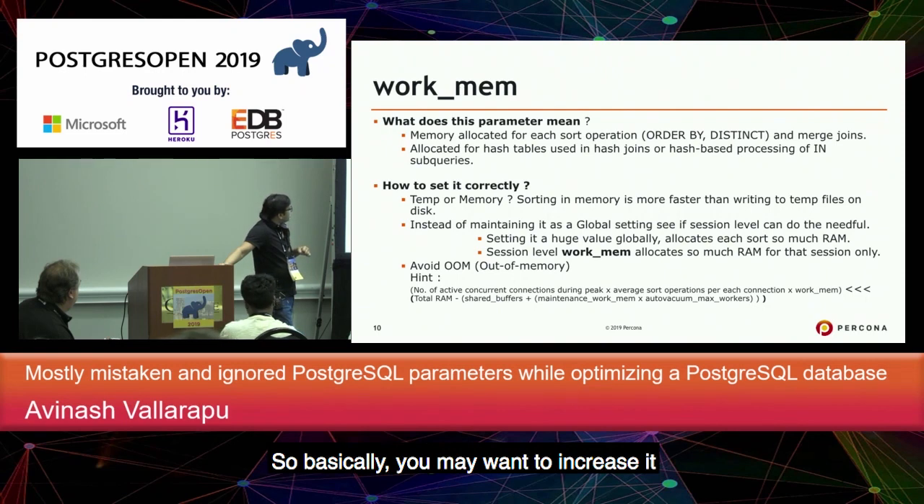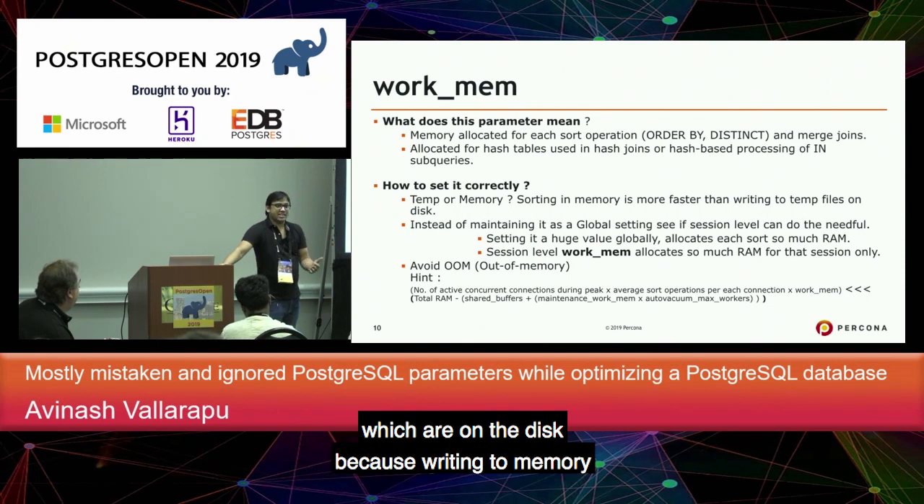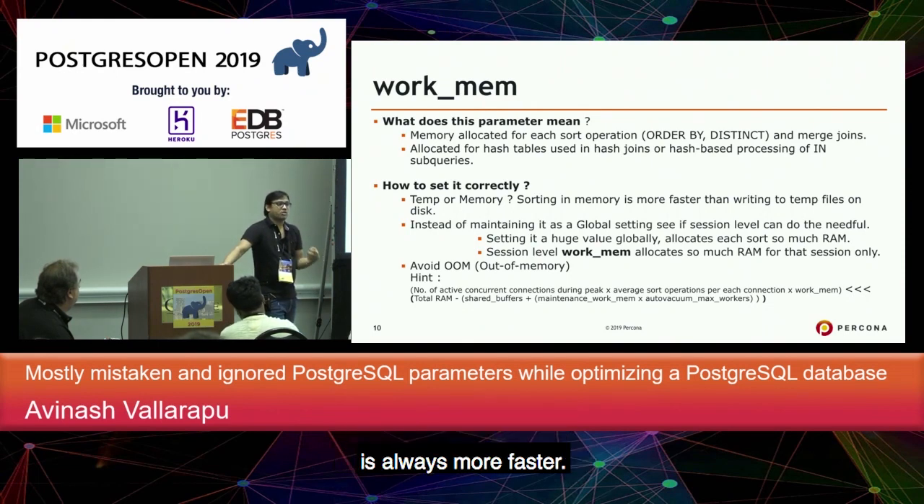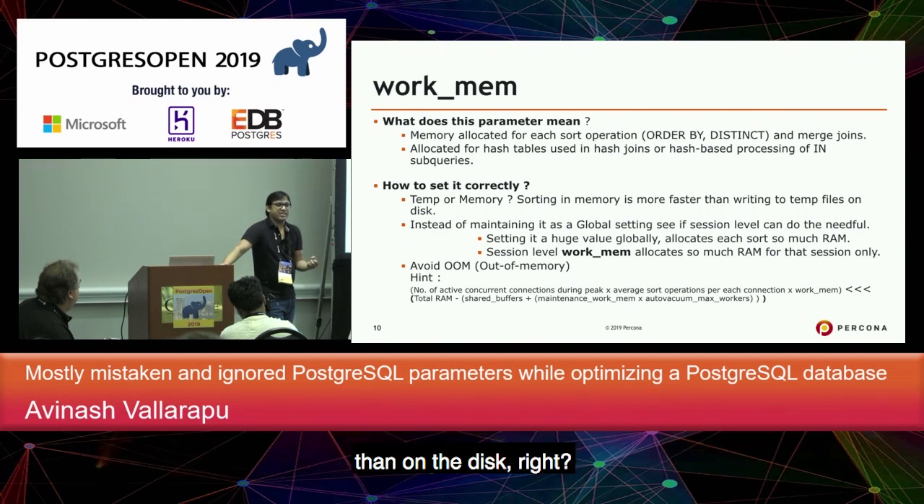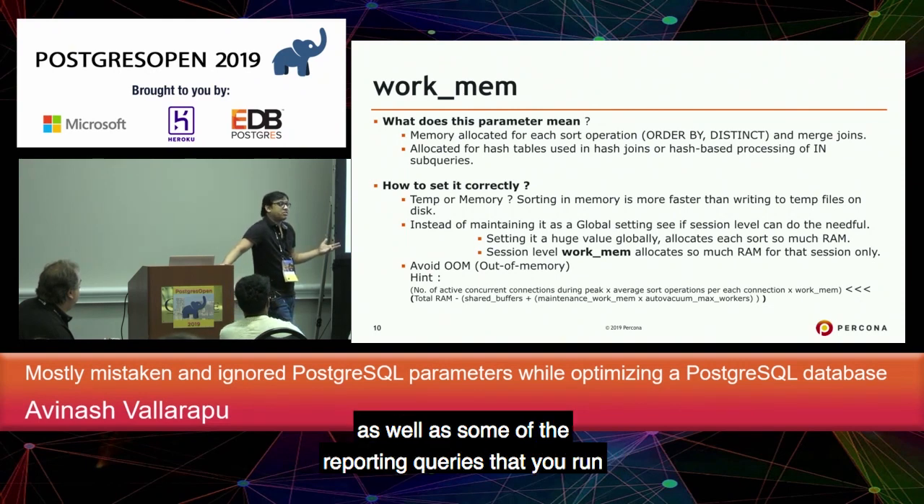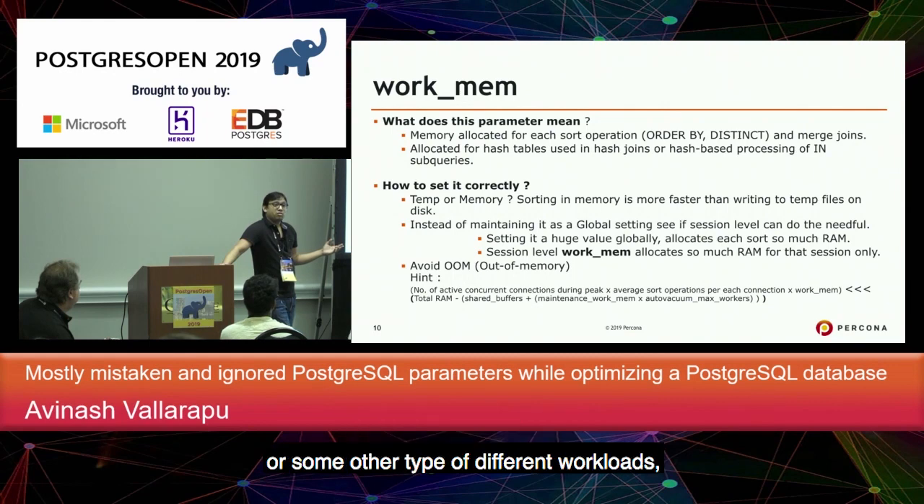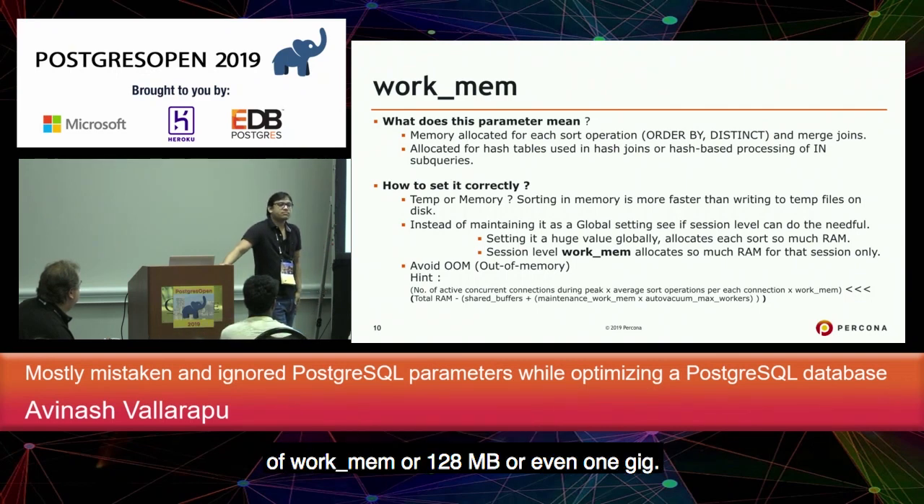So basically, you may want to increase it so that you could avoid writing to temp files on the disk, because writing to memory is always faster. Anything that's happening in RAM is faster than on disk, right? However, in some analytics queries, reporting queries, or other types of workloads, you may need to have more work_mem. I've seen environments where they set 256 megabytes of work_mem, or 128 MB, or even 1 GB.